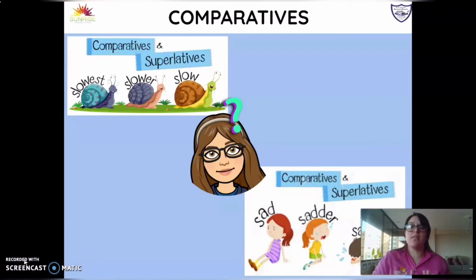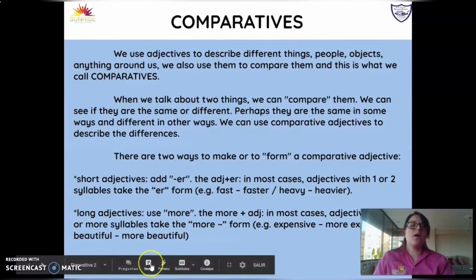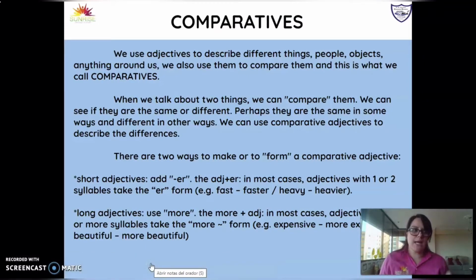We'll be discussing the comparatives, okay? We use adjectives to describe everything around us: people, things, objects, places, anything. And we even use those adjectives to compare one thing to another. That we call comparatives, okay?